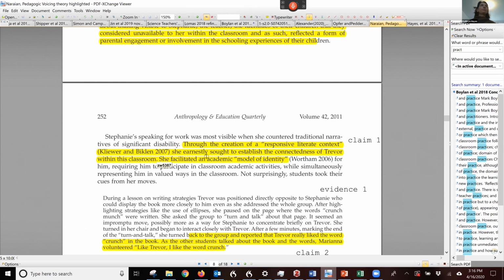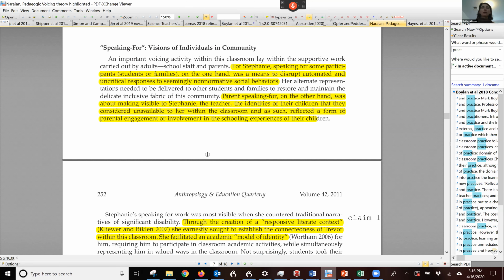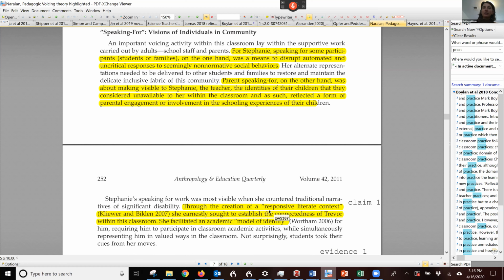So in the speaking for section, she starts talking about this code, or this is a theme, right? And she makes a claim through the creation of a responsive, literate context. She earnestly sought to, backing up. Here's her theme: speaking for visions of individuals and community. Within this, she has some codes or sub-themes, all right?